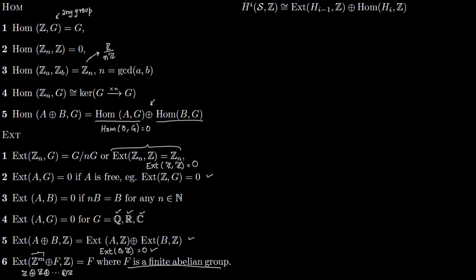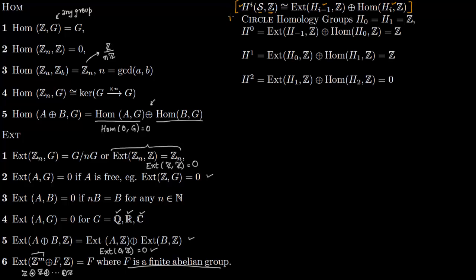Now our formula was this. So the cohomology group of a space S, we are taking the group G as integers. So we mentioned in the previous lectures that this is isomorphic to Ext of H i minus 1, this is the homology group, direct sum with Hom of H i comma Z. This is again the homology group. So this is homology group, this is homology group, and you have the cohomology group right here. So this will now make sense.